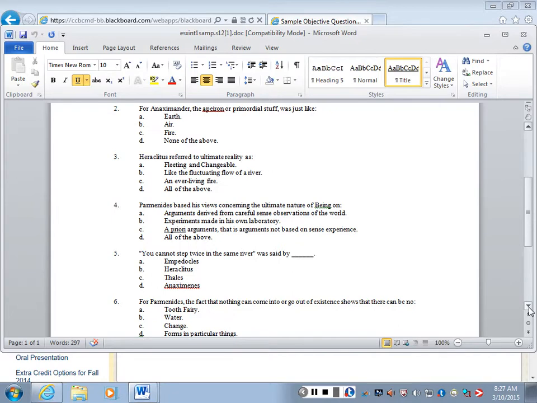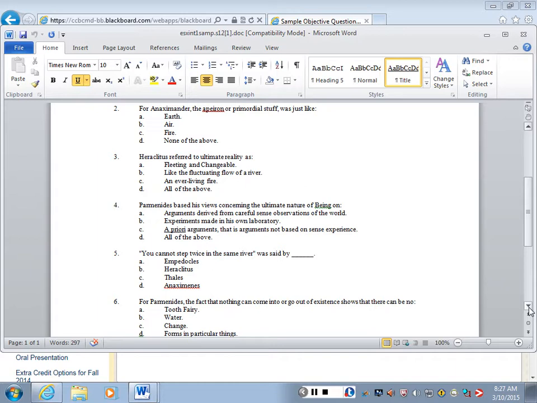Parmenides bases views concerning the ultimate nature of being or existence on arguments derived from careful sense observations of the world. Well, did he? Experiments made in his own laboratory? Was he testing his theories, or a priori arguments, that is, arguments not based on sense experience? All the above. Well, it's not really going to be all the above, since these are opposites, but I'm going to say A.